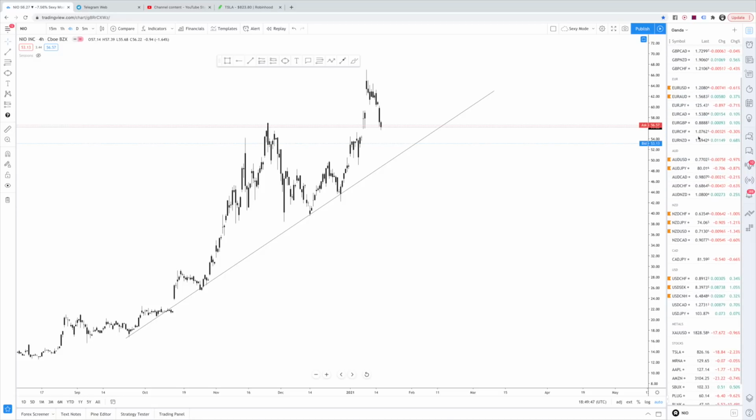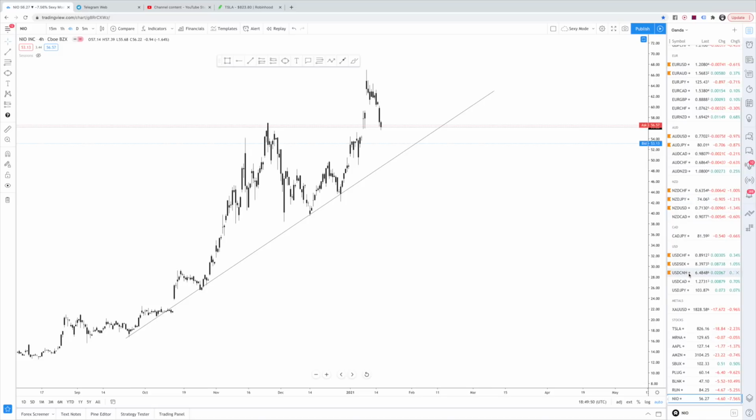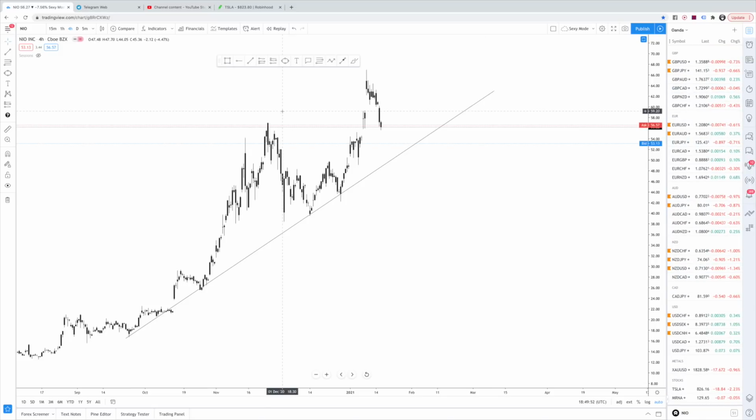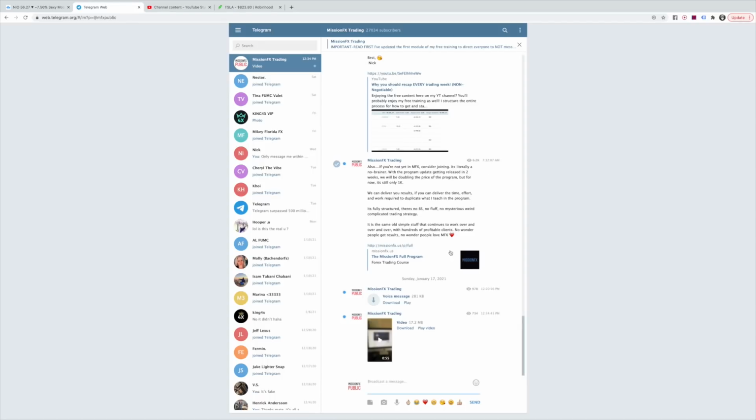These 2 GBP pairs, 2 Euro pairs, 2 AED pairs, 3 New Zealand dollar pairs, and 3 USD pairs. All the trades that I do take will be called in Telegram for free in real time.